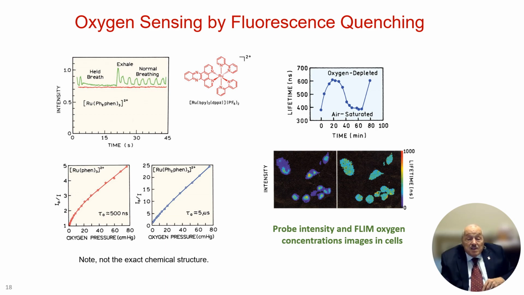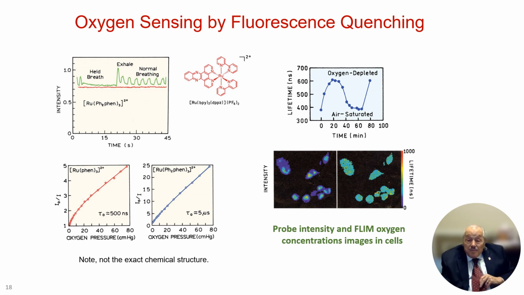So this could be used as an oxygen sensor. It's sensitive enough that it could follow just normal breathing. If you have this probe in the breathing line, you can see the patient when he's holding his breath, and when he exhales, the intensity goes up because there's more CO2 replacing the oxygen, and then as he breathes normally, you can follow the breathing pattern.